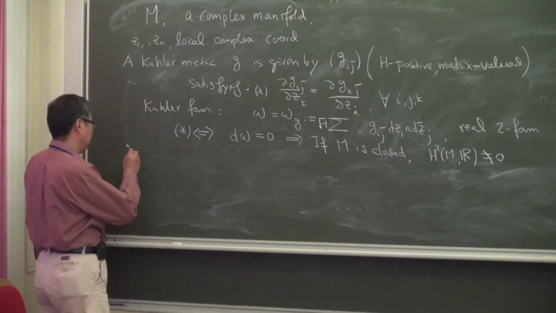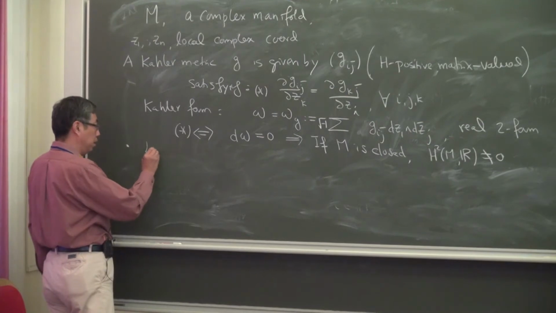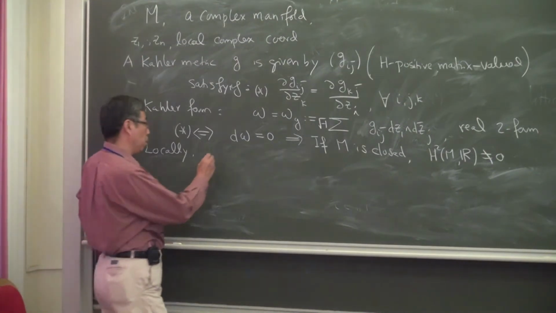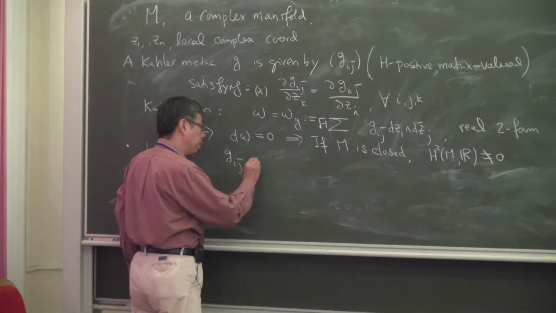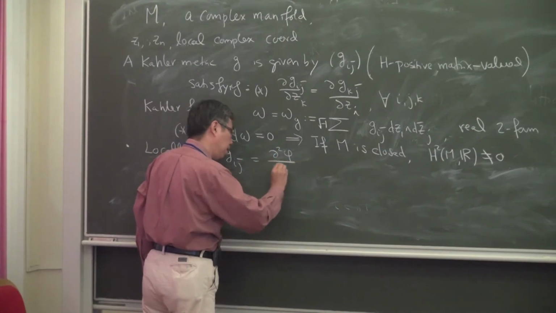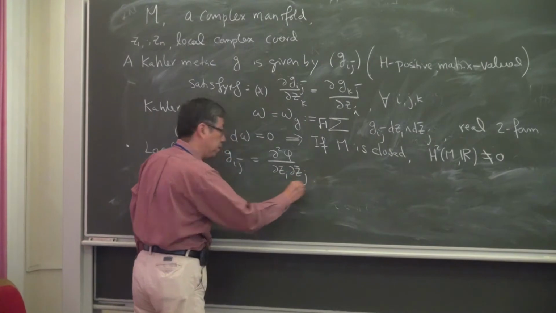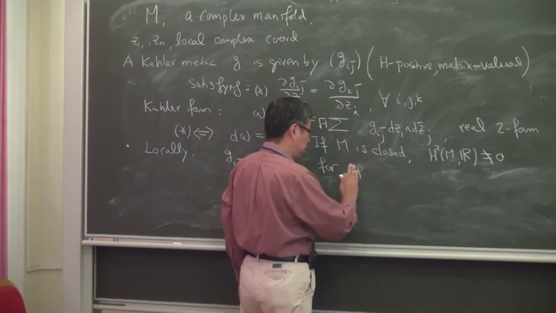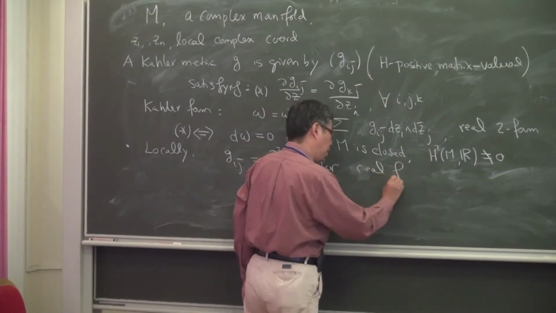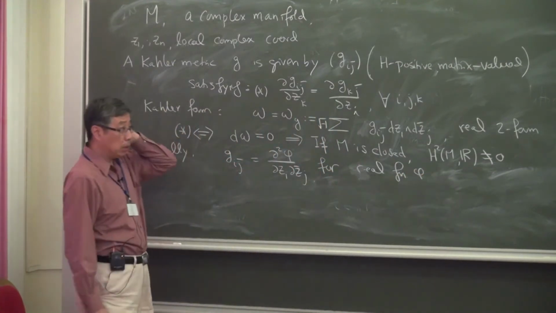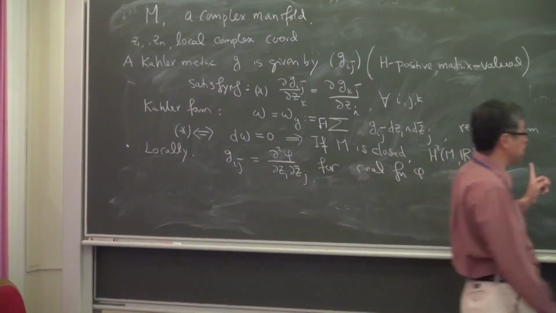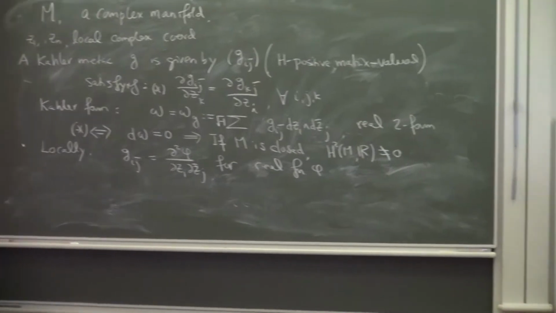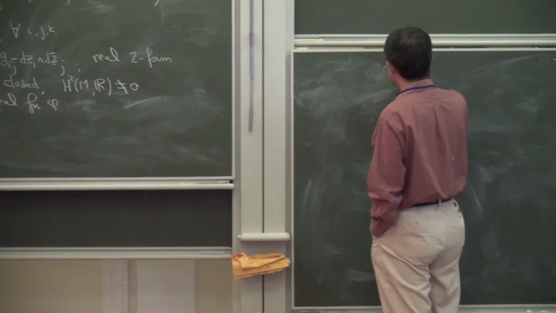So in complex coordinates, this G i j-bar can be written as the second derivative of phi, for some real function phi. Why is that? Maybe I explain a little bit here, since it's supposed to be a general talk. I'll just give you a simple reason.